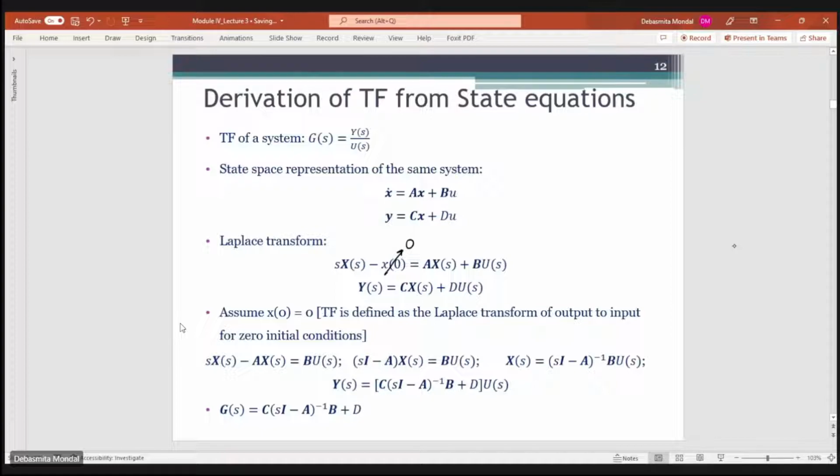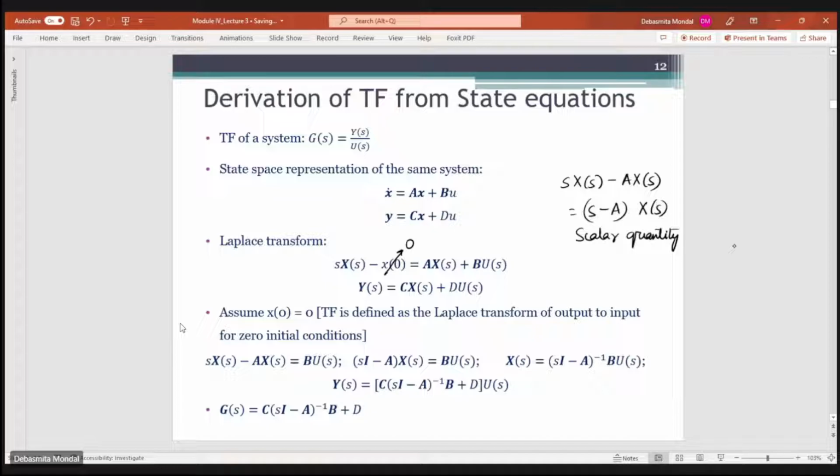So if you make x(0) equal to 0, you can write this equation as s into X(s) minus A into X(s) equals B U(s). And if you take X(s) out common, you will end up with (sI minus A), where I is basically an identity matrix. Since we are dealing with matrix algebra, we cannot simply write s minus A as we could in the case of scalar quantities, where s X(s) minus A X(s) would be (s minus A) X(s). This would have been valid if these were scalar quantities.